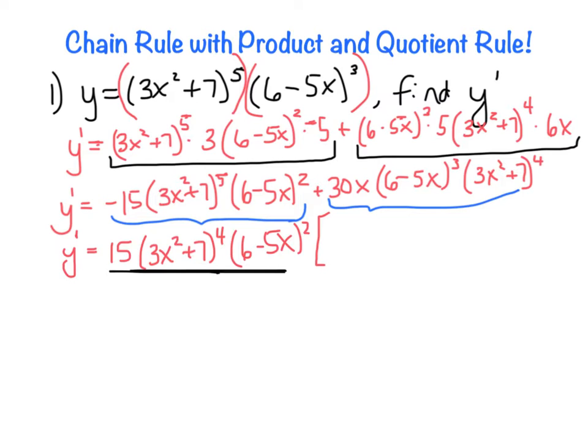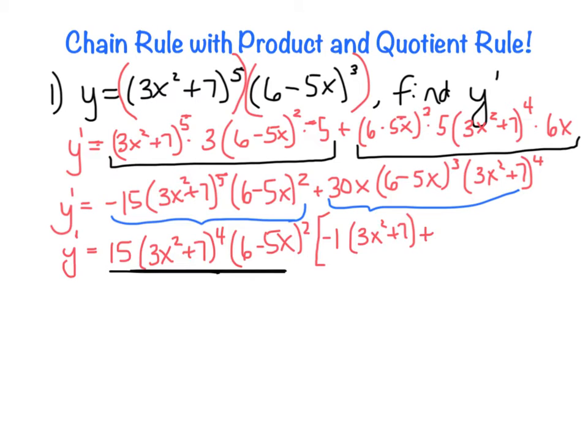And you just take it step by step and think through what you're doing. So first the 15 would divide clearly into the coefficient. So negative 15 divided by 15, you'd be left with negative 1. Okay, now the 3x squared plus 7 to the fourth, that would divide into 3x squared plus 7 to the fifth, leaving us 3x squared plus 7 to the first, or you can just leave it like that. If you notice now, the next terms, the 6 minus 5x squared and the 6 minus 5x squared, they match. So we're done. They cancel each other out completely, and we don't have to put anything inside.